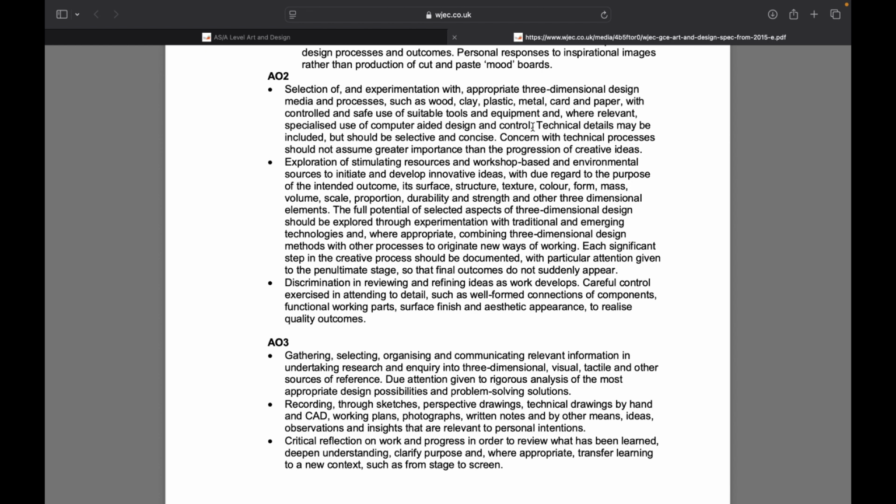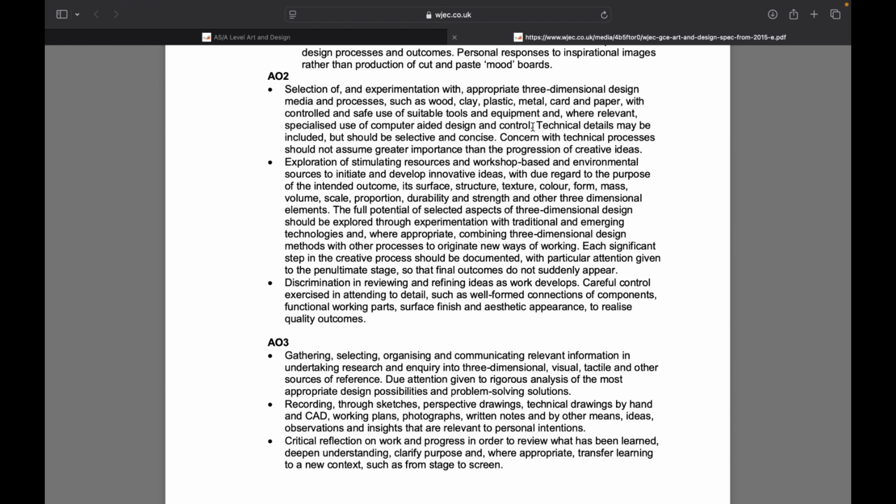The more you record, the better, because the more you can explain about the design process, the higher you're going to get in terms of the bands for AO2 and technically all of the other AOs. Each significant step in the creative process should be documented, as I've said, with particular attention given to the penultimate stage so that the final outcomes do not suddenly appear. Make sure that your final outcome looks similar to the design development or the design idea before it. Otherwise, it's just going to pop out of nowhere and you might be limiting yourself to perhaps band 3 or band 4.